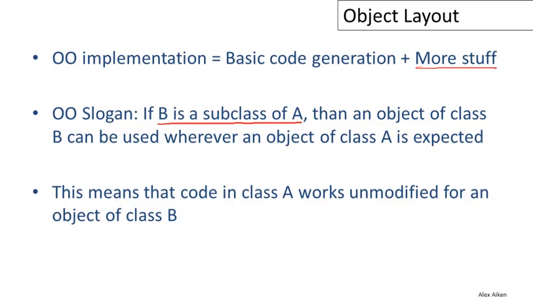If I have a piece of code that can work on A's, then it can also work on B's and any other subclass of A. Now, what this means for code generation is that the code that we produce for methods in class A has to work unmodified for an object of class B. Keep in mind that when we compile class A, we may not even know all the subclasses of A. Those may not even have been defined yet. So in the future, some programmer may come along, define a subclass of A, and our compiled version of A will have to work with that new subclass.